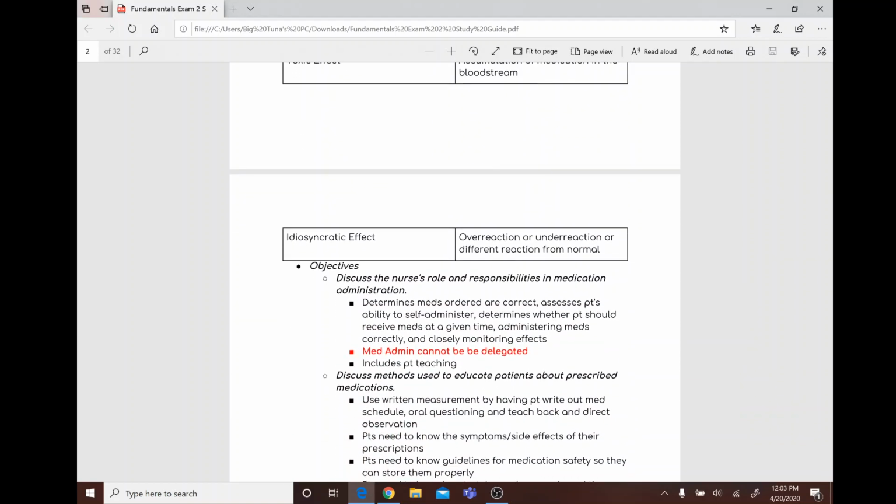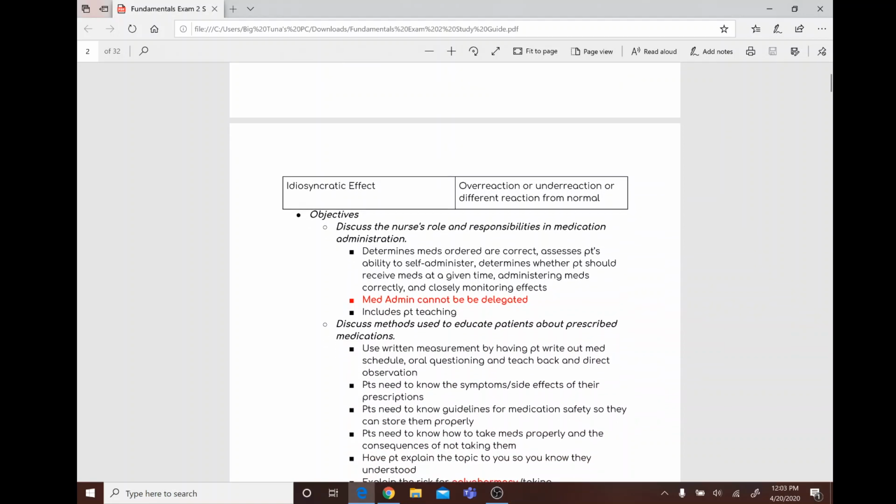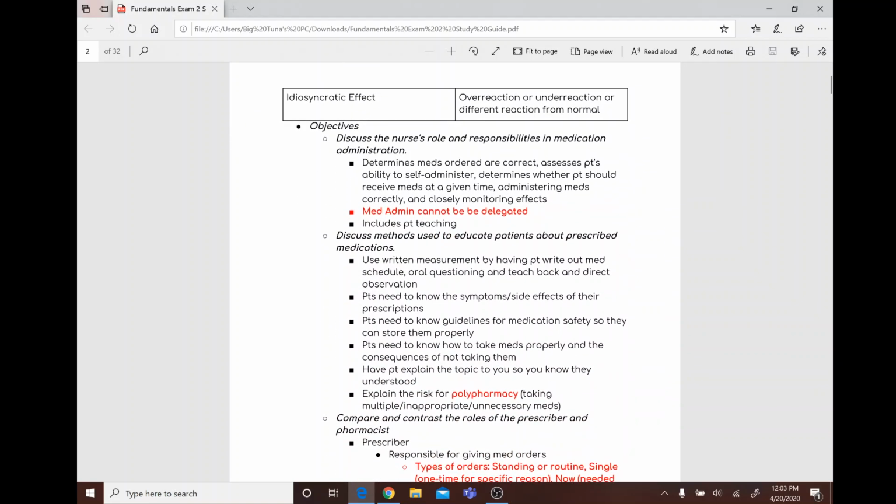What is an idiosyncratic effect? Overaction or underaction or different reaction from normal. Can we delegate med admin? Nope.